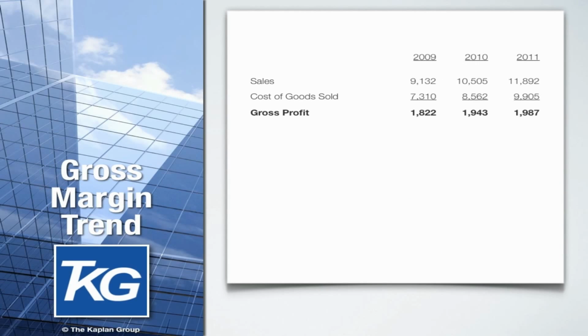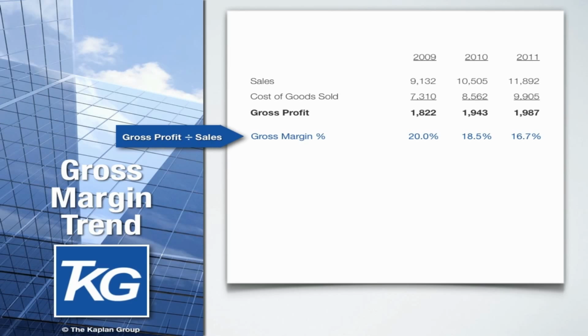Looking past sales, let's start looking at actual profitability. The first profitability measure is gross profit and the related gross margin. And again, we can see that gross profit is going up each year, from $1.8 million to $1.9 million to almost $2 million. And that's a good thing. But let's take a look at the gross margin as a percentage of sales. And in this case, we see that even though the total dollar of gross margin was going up each year, the actual percentage or profitability on sales was going down. Now that could be a key concern.